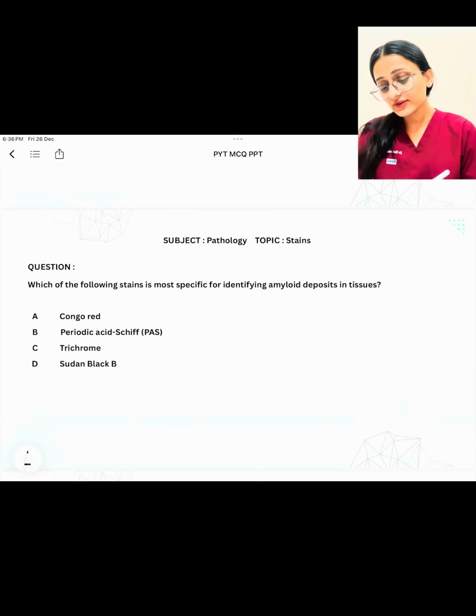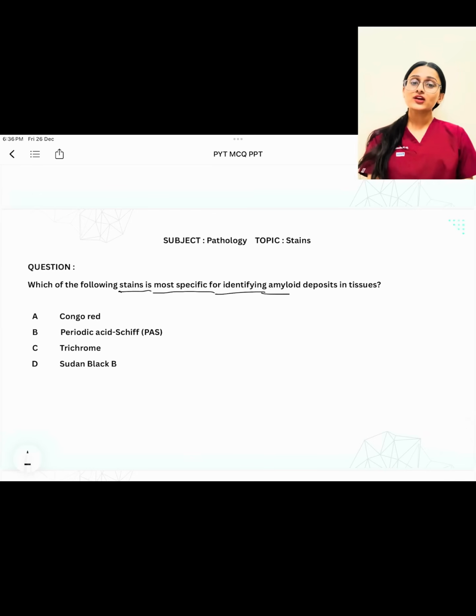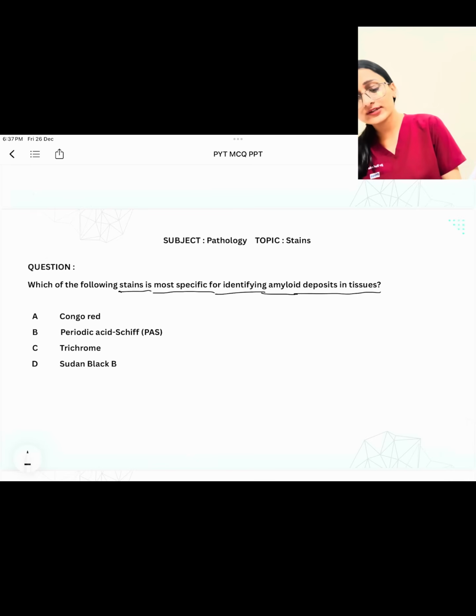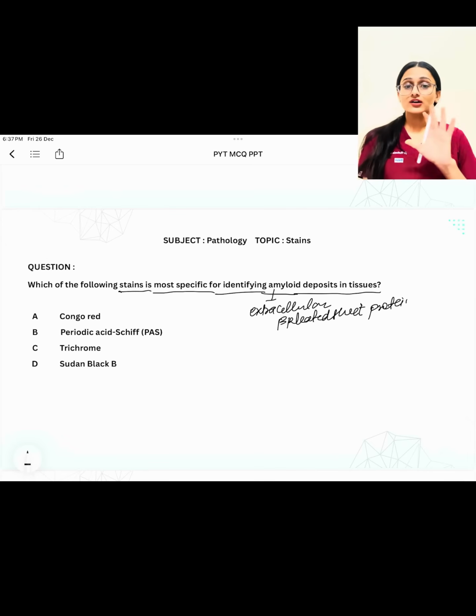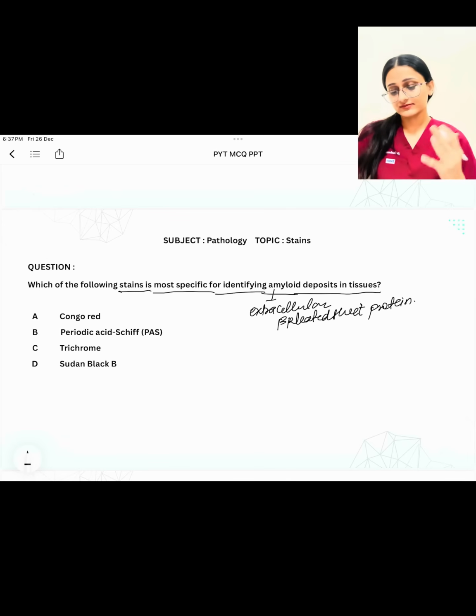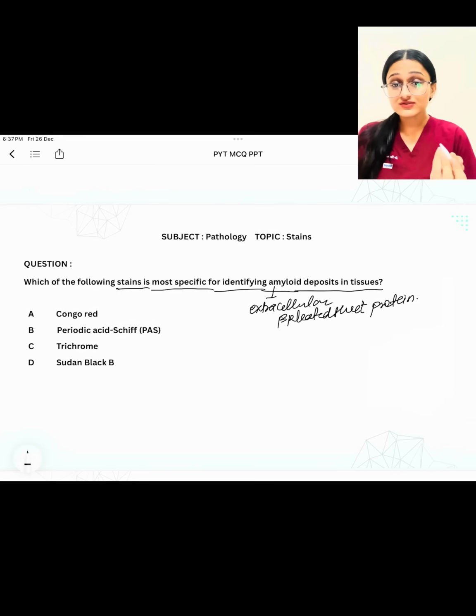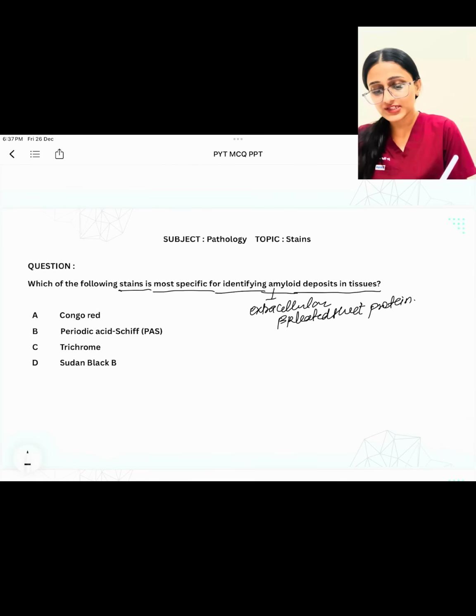so next question is, which of the following stains is most specific for identifying amyloid deposits in tissue? So first of all, what is amyloid? Amyloid is basically an extracellular beta pleated sheet protein. Okay, it is an extracellular protein, beta pleated sheet structure. So how to detect it, we can just rule out. Okay, past we have studied PAS for basement membrane, right? First just try to rule out and find our answer.